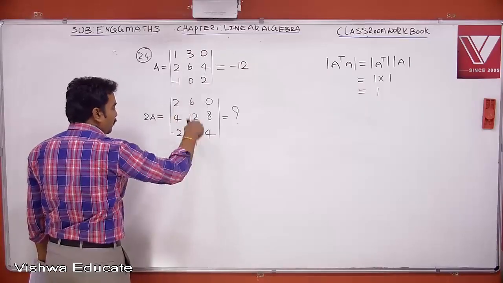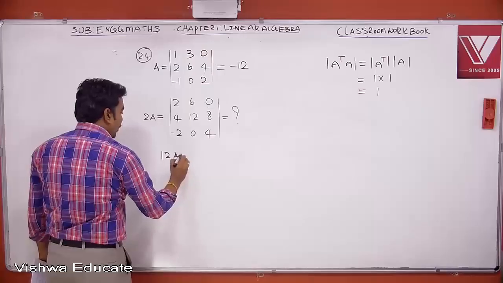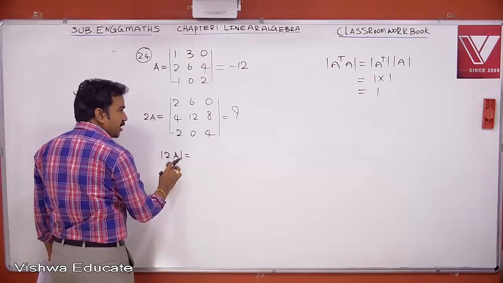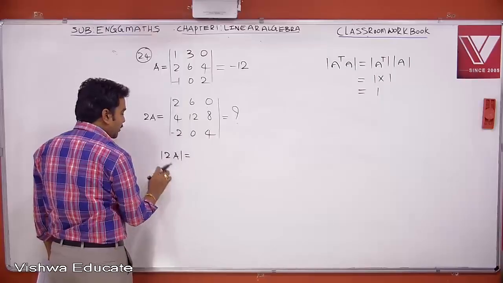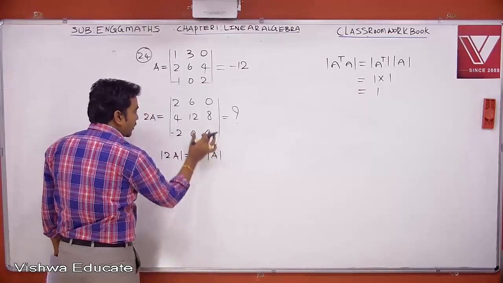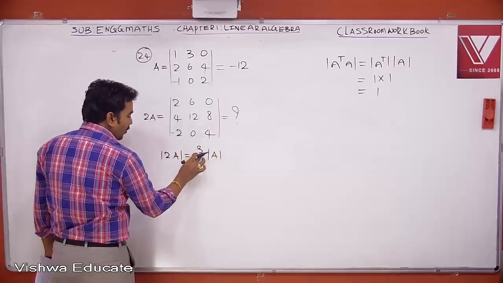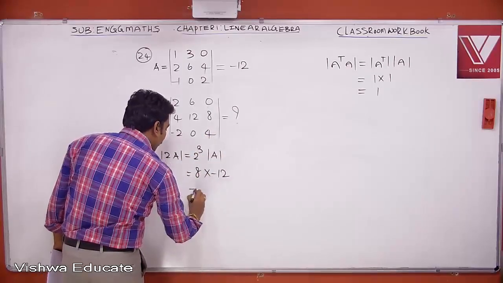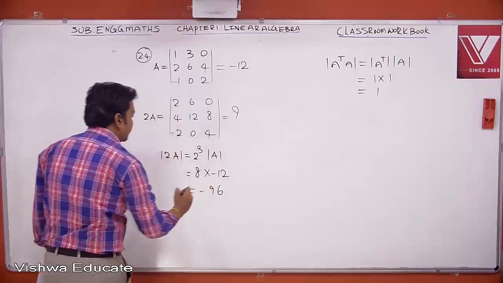But they want det of 2A. So it is in the form det of KA. According to properties of determinants, det of KA is K power n into det A. But here size of this matrix is 3. So this is 2 cube into det A. This is 8 into minus 12. So this is minus 96.